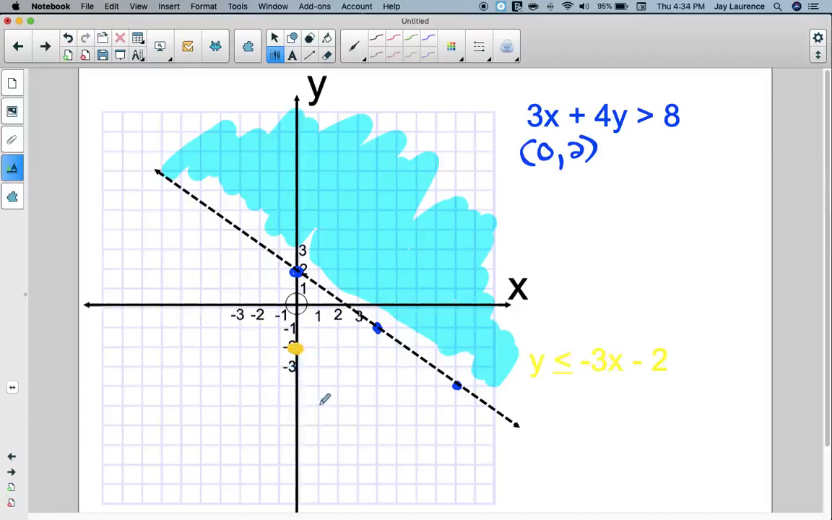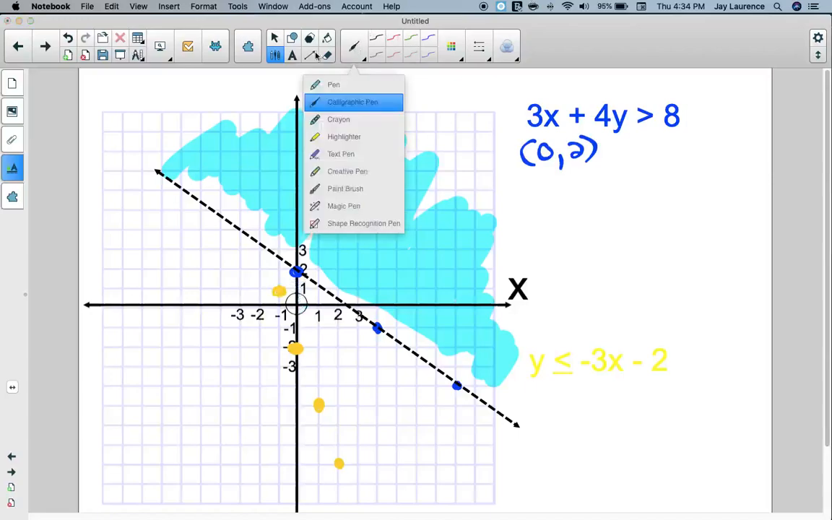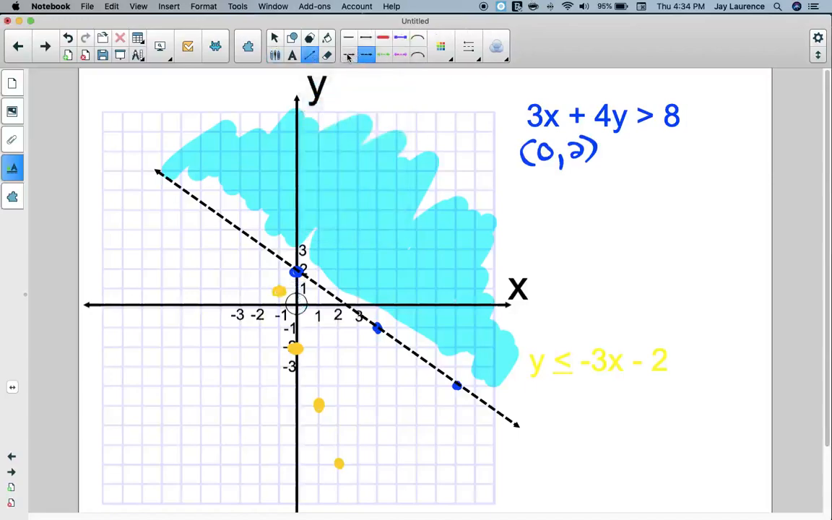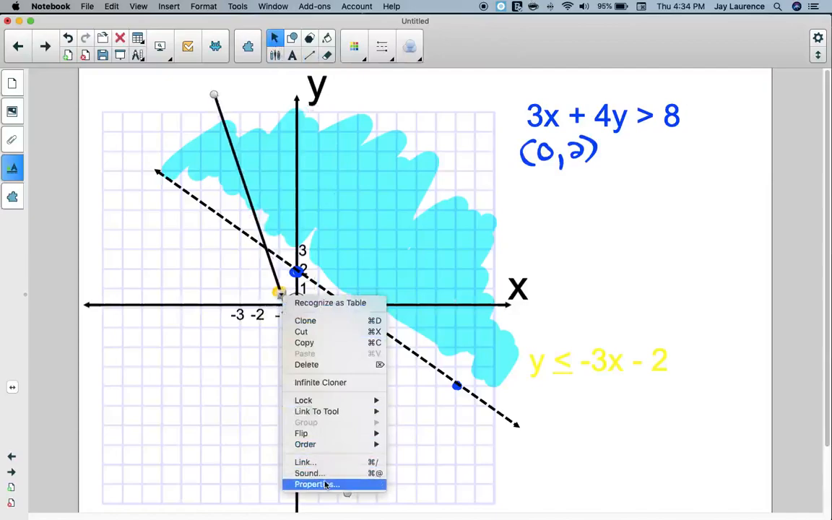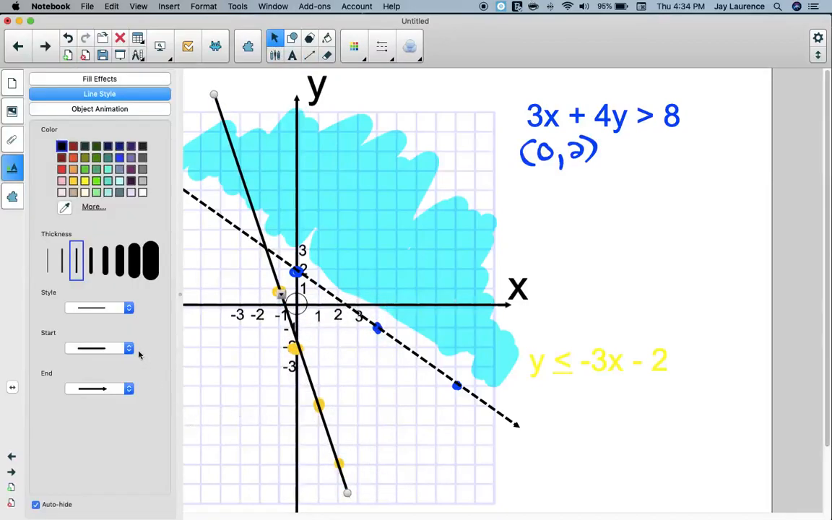1, 2, 3 over 1. All right, solid line because it's equal to. Let me make it long so I can see the lines intersect. It's not really increasing the length of the line, but increasing the amount of the line that I actually see.